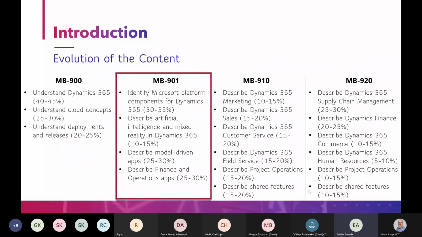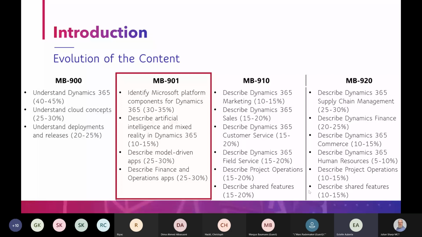So what's the difference between the contents? Because it's 4 different exams. MB-900 was focused on understanding Dynamics 365, understanding the cloud concepts, and understanding the deployment and release. So it was really global, really general, the kind of questions, and you will be able to find all the questions of this exam in the free practice test platform, if you want.